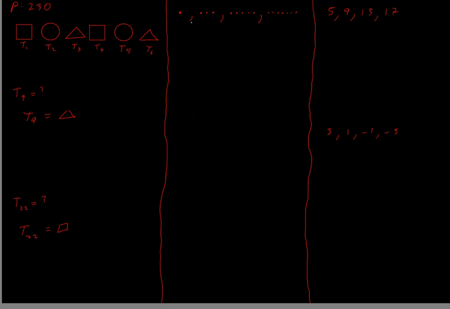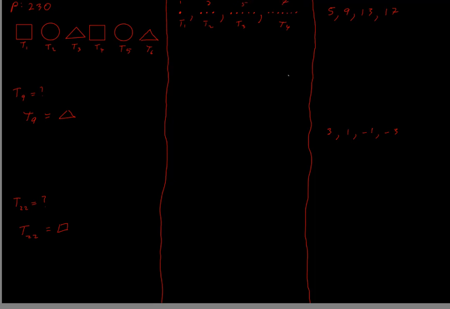Another type that we can come across is one like we've got here. Our first term, T1, has 1 dot in it. Our second term has 3 dots. Our third term has 5 dots. And our fourth term has 7 dots. So I'm going to rewrite the numbers here. I have 1, 3, 5, and 7.